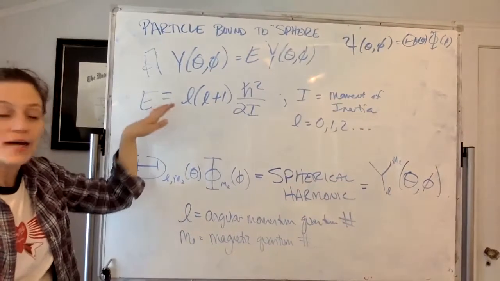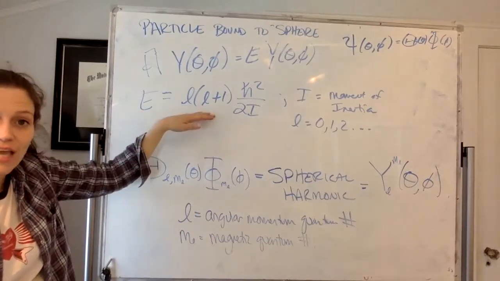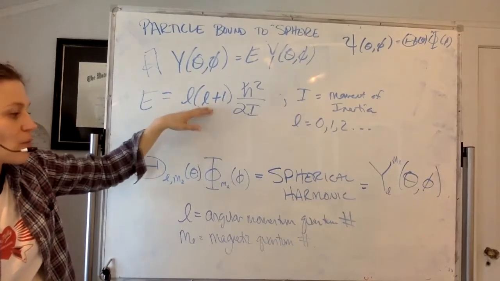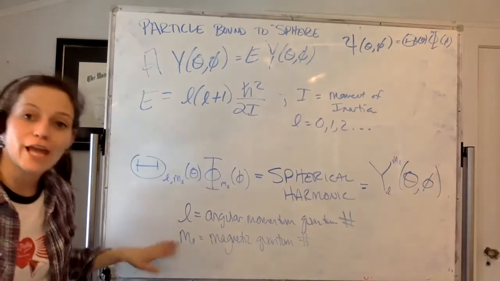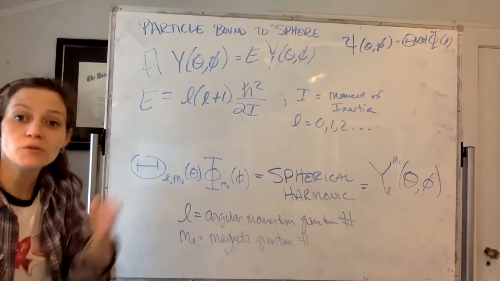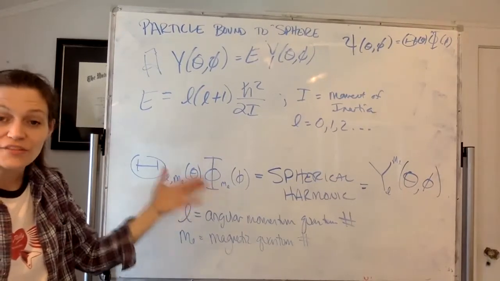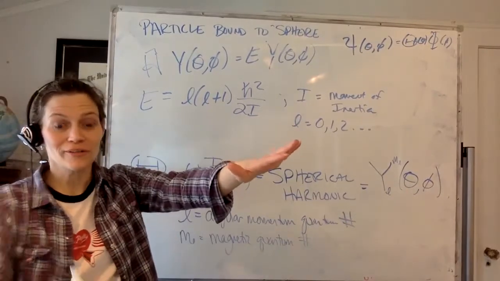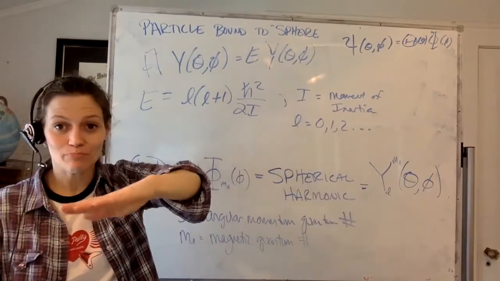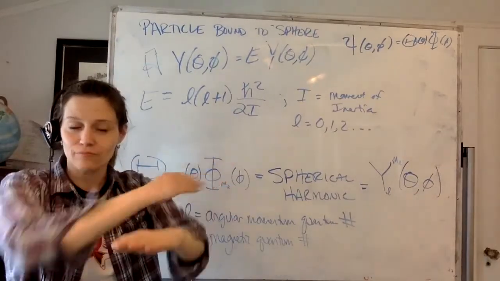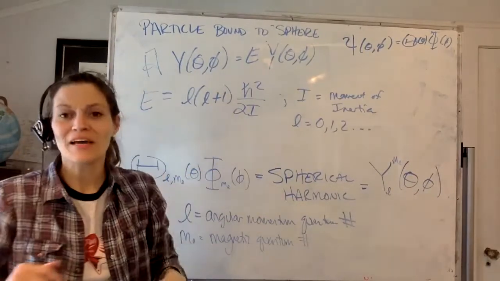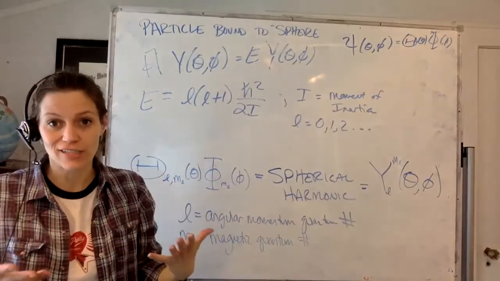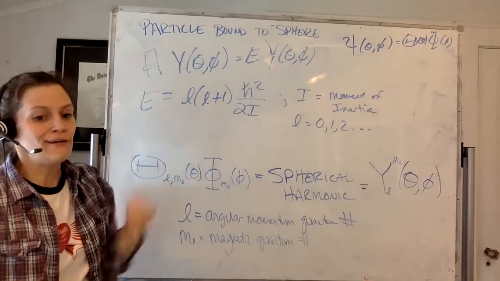So notice that E depends on the L value. So energy depends on your angular momentum quantum number. But for every angular momentum quantum number, you might have multiple m sub L values. This is where degeneracy comes in, to when you have one p orbital, but that p orbital has px, py, and pz. And all three of those p orbitals have the same energy. They are degenerate. This is why.